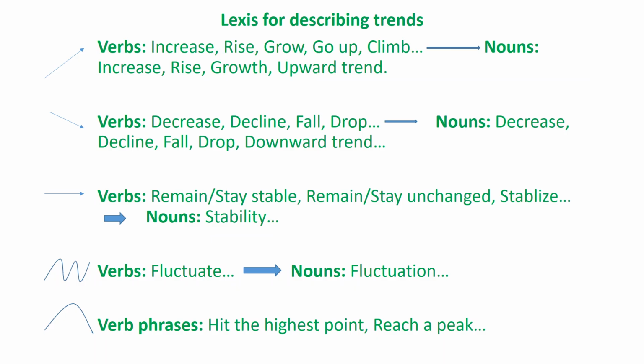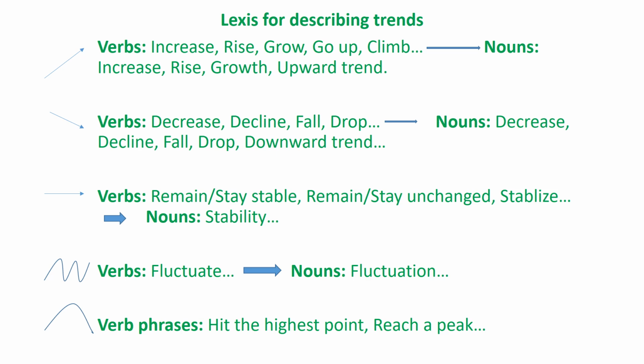Lexis for describing trends. Verbs: increase, rise, grow, go up, climb. Nouns: increase, rise, growth, upward trend. Verbs: decrease, decline, fall, drop. Nouns: decrease, decline, fall, drop, downward trend.